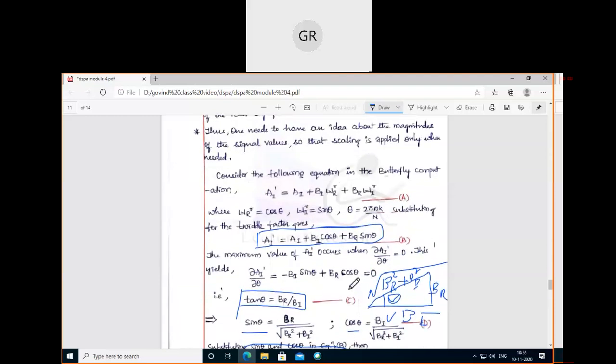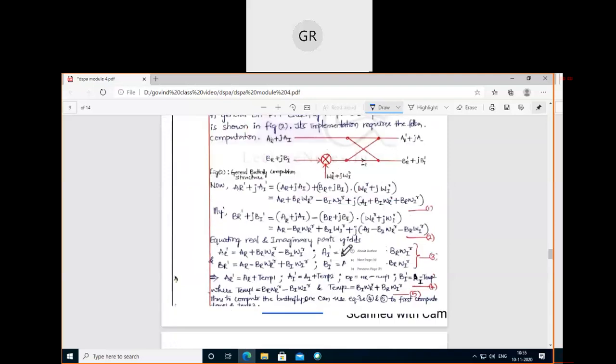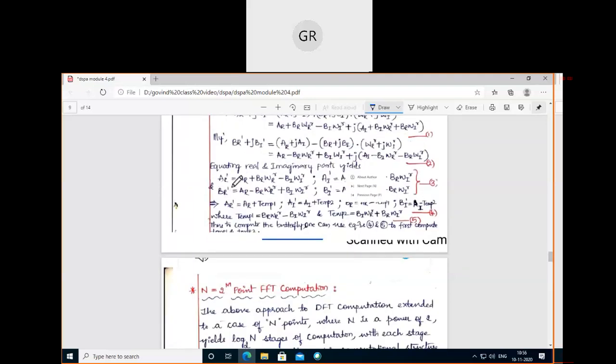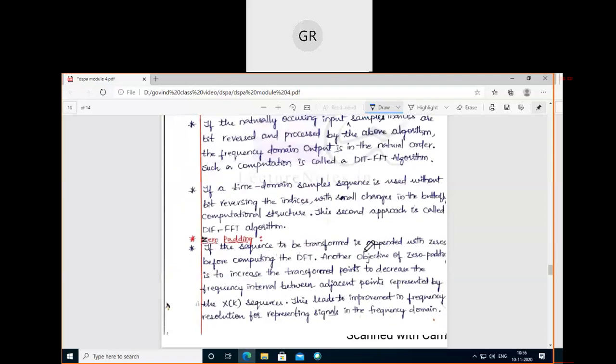Okay, how do we calculate it? Consider any equation. Out of how many equations here? Total 4 equations: AR dash, BR dash, AI dash and BI dash. In this textbook, we take AI dash. Consider that AI dash equation.